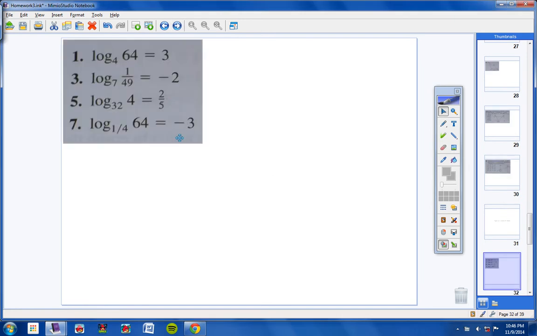Numbers 1 through 7, they want you to write the logarithmic form in exponential form. So here we go, problem number 1. Here's your base. So your base goes right here. Here's the number all by itself over here, so that's your power. And then the argument, what you're taking the logarithm of, your argument is 64. It goes over here all by itself. Piece of cake, moving on.